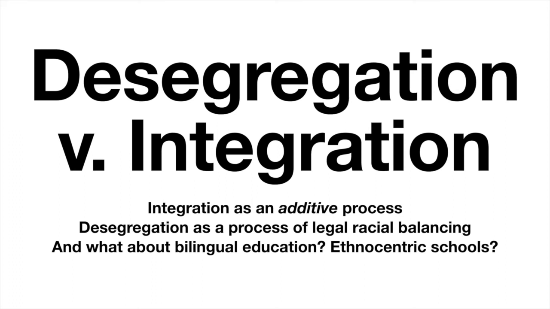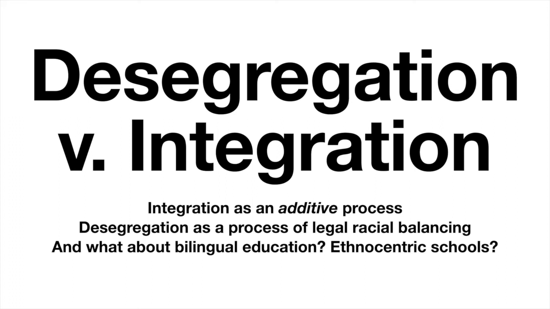That's really different than what the court engaged in when it was engaging in desegregation decrees. Court-ordered desegregation was simply about legal racial balancing of students, not of teachers, not of administrators, not of communities, of students in a school building. When a balance was achieved, the school was considered desegregated. So we can see that those are two very different ideas, right?